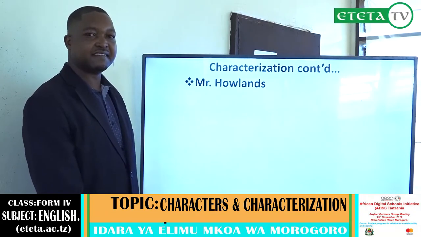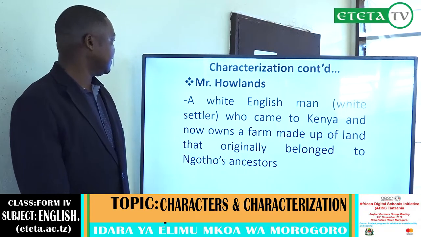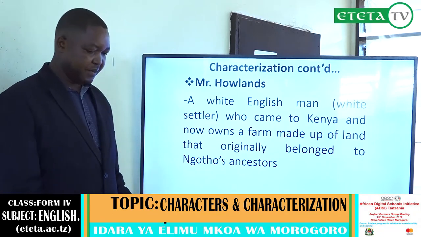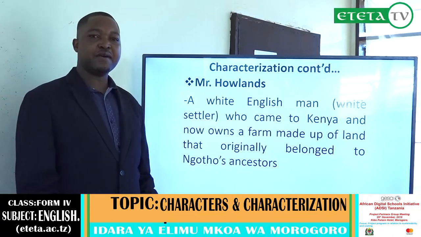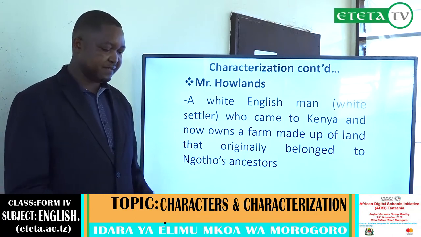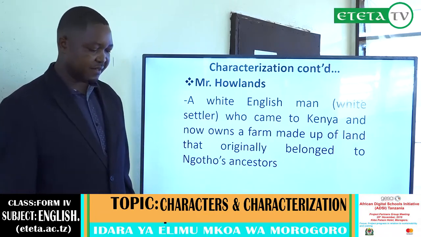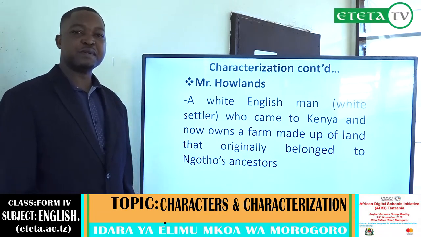Mr. Horans, the white settler. This is a white Englishman, a white settler who came to Kenya, and now he owns a big land. He owns a farm known as a plantation. And originally, the land belonged to Ngoto.